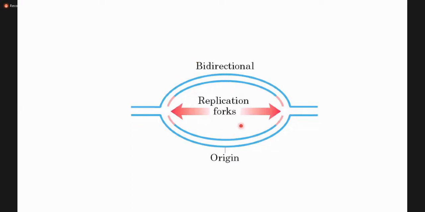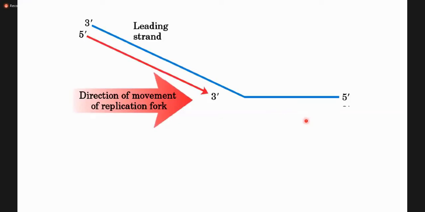Replication is a bidirectional process, and as we know, in prokaryotes the DNA is a closed circular structure. So after synthesizing the whole DNA, the replication bubbles will fuse and will form two different daughter DNA. Now, taking an example on each side of the replication bubble, as this is the direction of the movement of the replication fork, there will be a leading strand which runs from the 3' to 5' position.